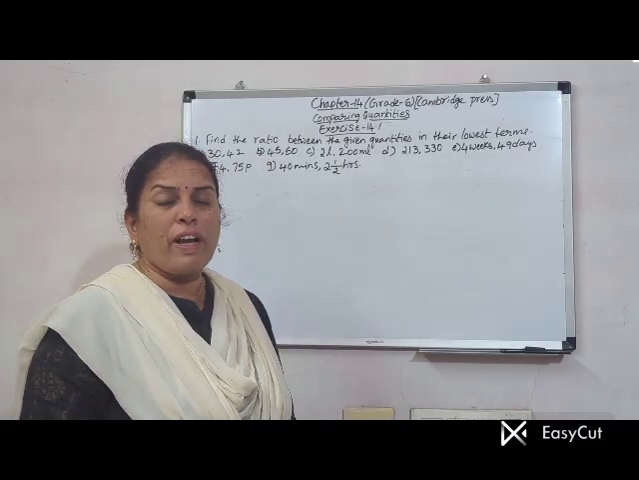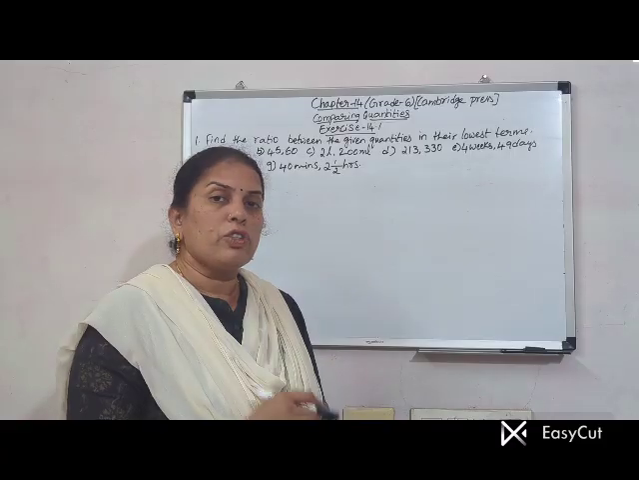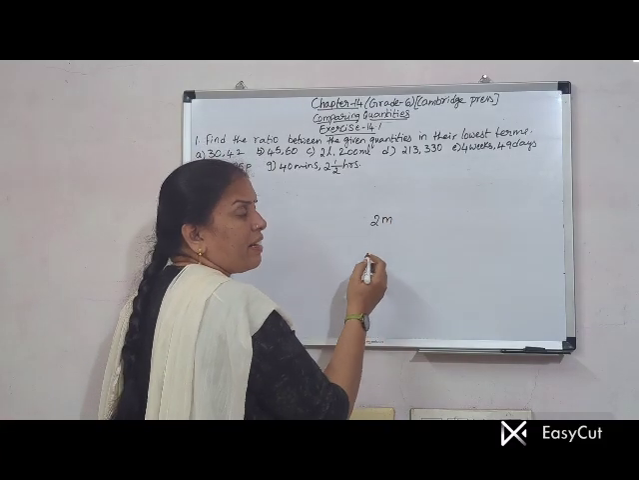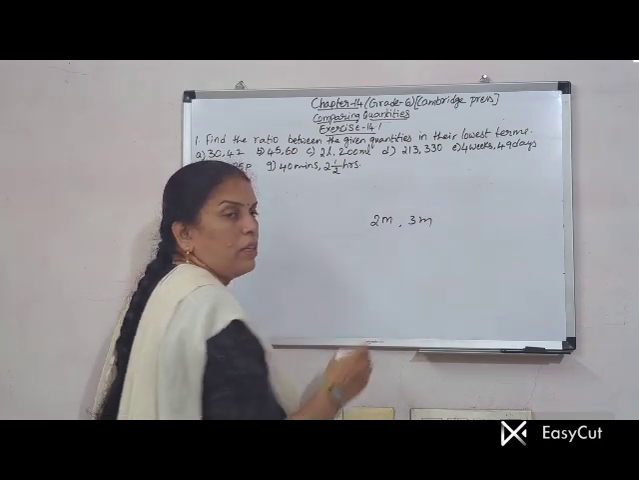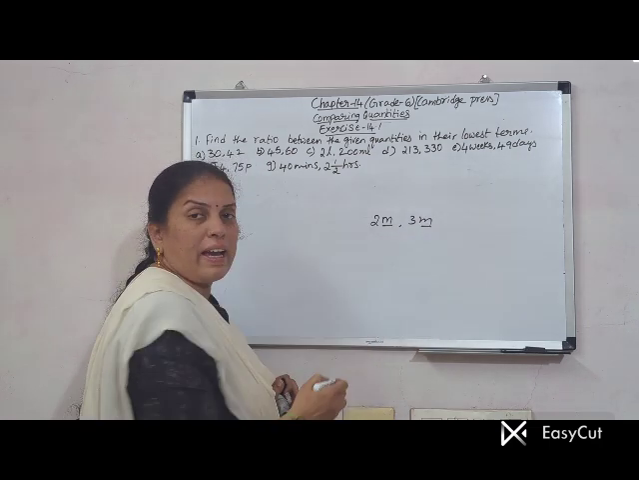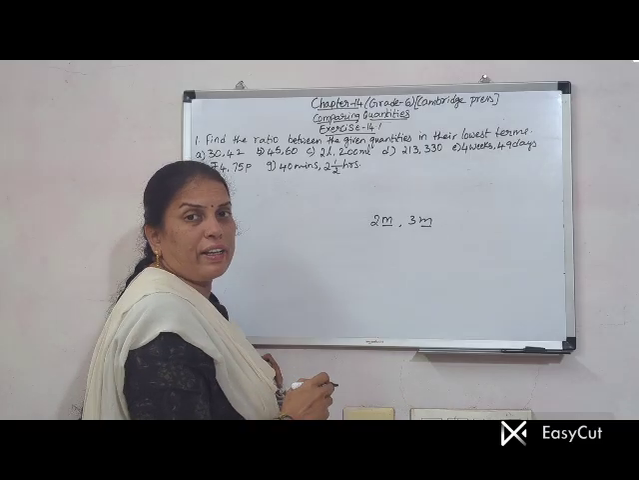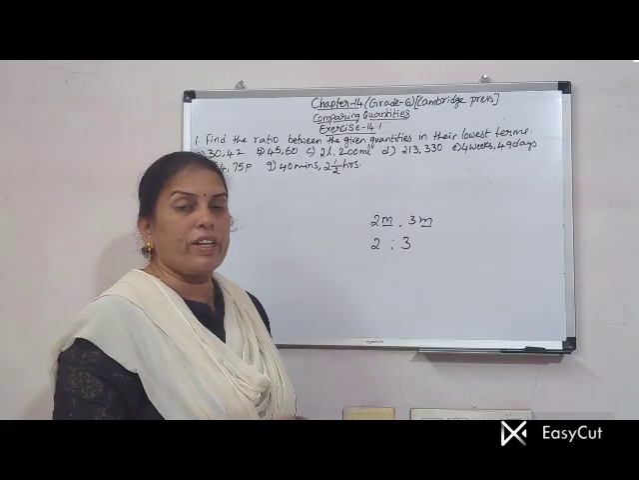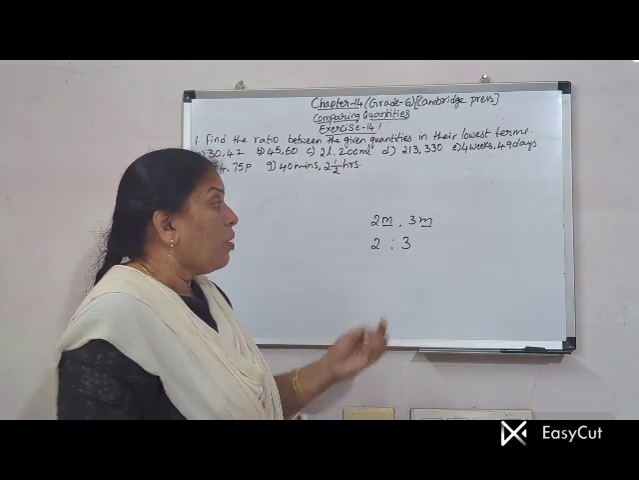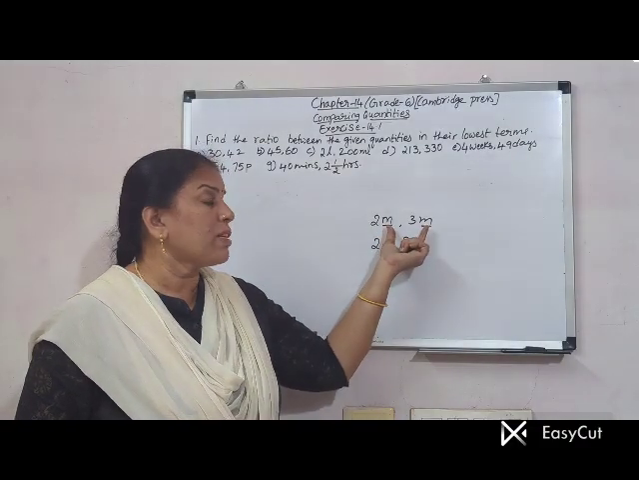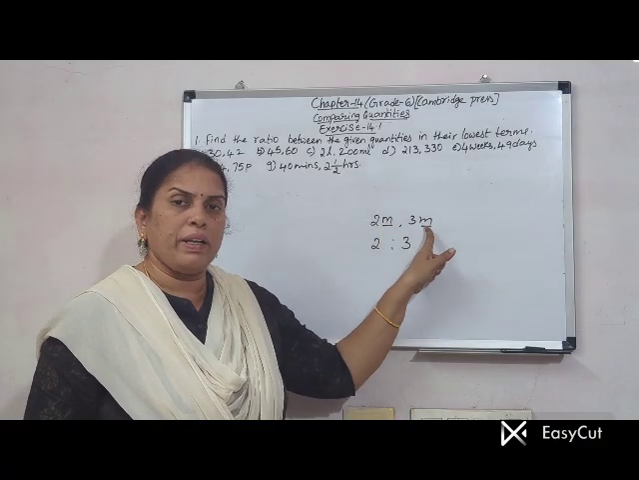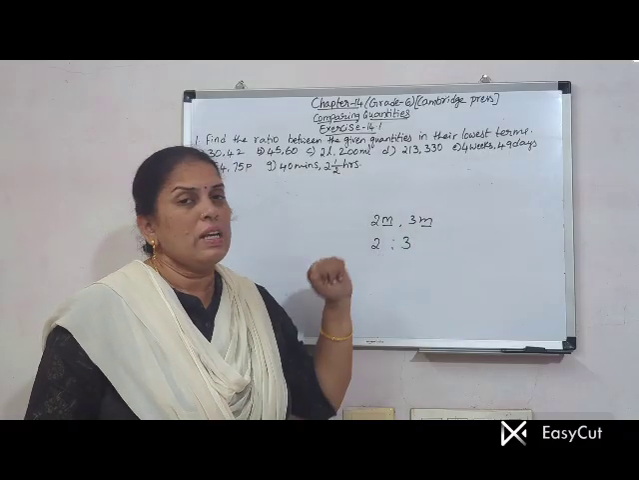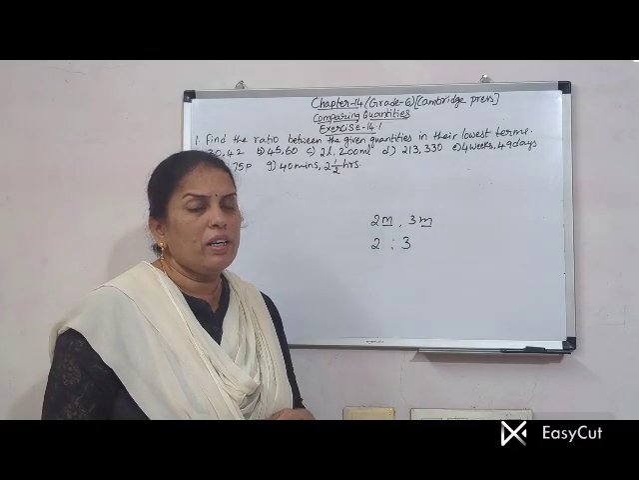While we are finding the ratios, we should not write any units. For example, find the ratio of 2 meters and 3 meters. See here, meters and meters they have given. You should not write the units while finding the ratio. We must write it as 2:3. For ratio, no units will be there, but both must be in the same units. If one is in meters and the other is in centimeters, you must convert meters into centimeters and then find the ratio.